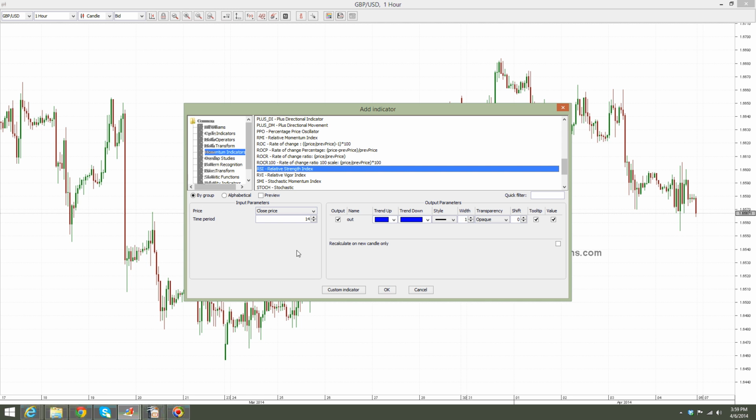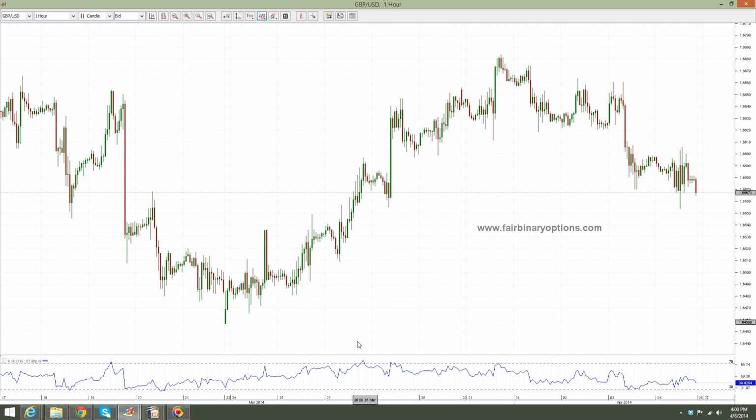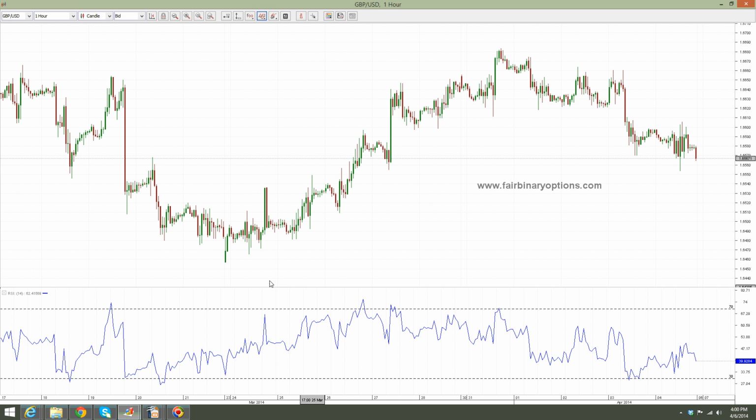If you are trading on the 4 hours chart, it takes the last 14 four-hour candles as well. If you are looking at the monthly chart, then it takes 14 candles, 14 months. Now, clicking OK, the oscillator appears on the screen.